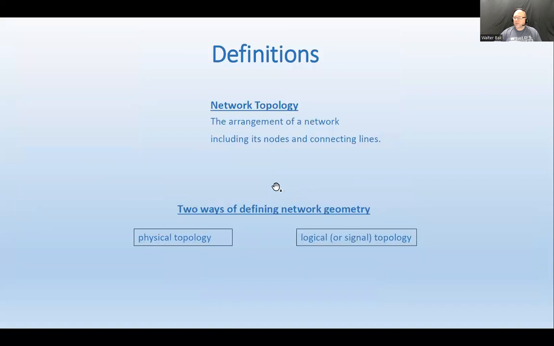All right, so definitions. What is a topology? Well, topology is the arrangement of a network, including its nodes and connecting lines. So it's a physical arrangement. Well, is it a physical arrangement? We have a physical topology and we have the logical or signal topology, and we will talk about this. It's all going to be clear after we are done today. So it's how the network is arranged. That's the topology of it.